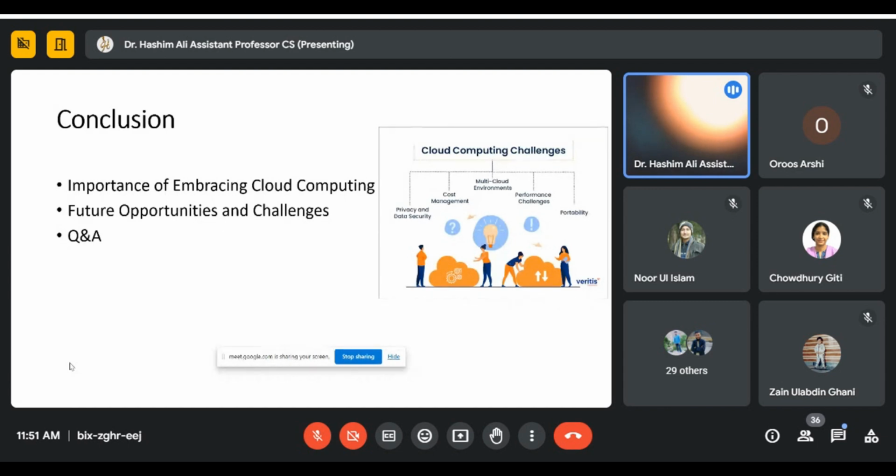So these are the future opportunities and challenges, and we have discussed the importance of embracing cloud computing. If any questions are there, I'm available for the question and answer session.